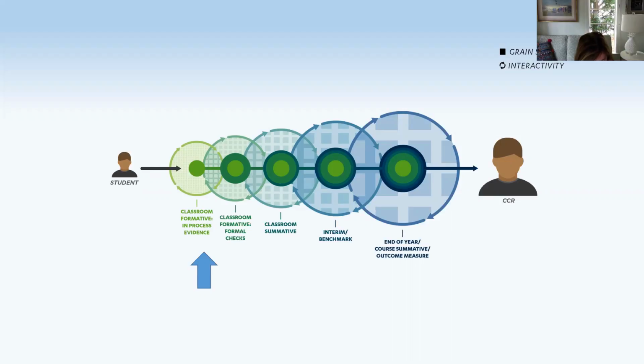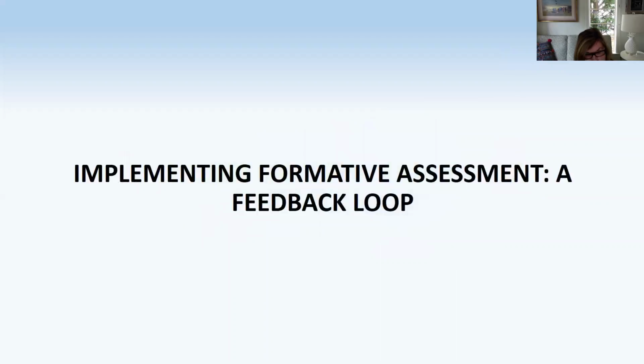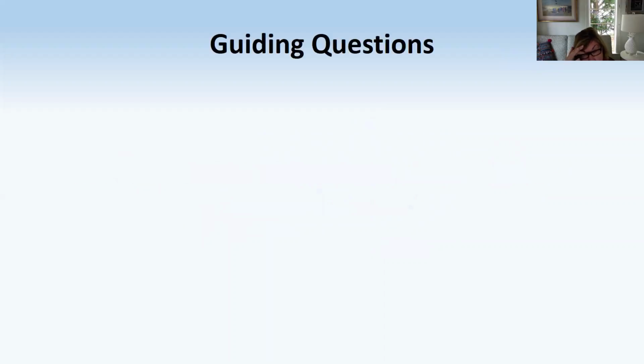Now what I want to do is to go back to the idea of formative assessment, specifically implementing formative assessment with the idea of a feedback loop. So the process of formative assessment is basically grounded in three main questions, three guiding questions. And these questions are equally applicable to students and to teachers. So the first one is, where am I going? What am I learning? Why am I learning it? And how will I know if I've learned it?